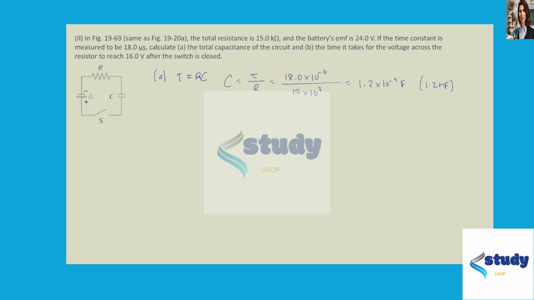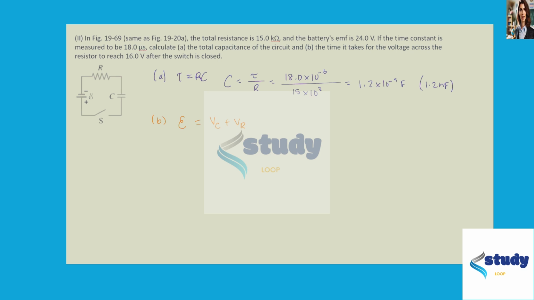And now we don't have a specific equation for RC circuits to calculate the time to get a certain voltage across a resistor, but we do have a way to calculate the voltage across the capacitor. So the EMF of the battery is going to be equal to, at any point, the voltage across the capacitor plus the voltage across the resistor.